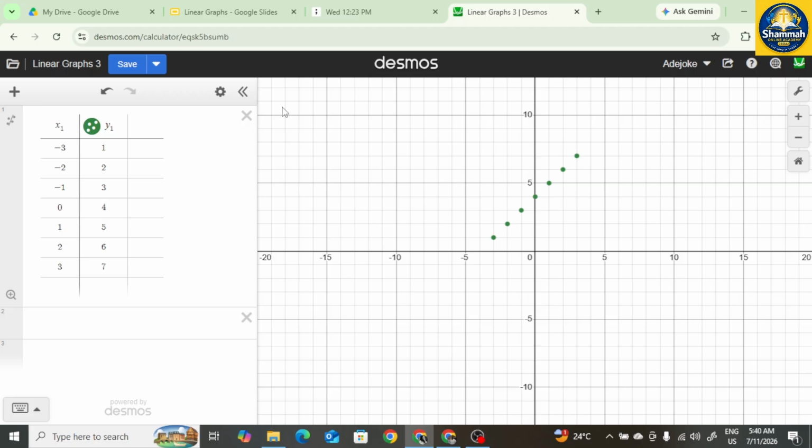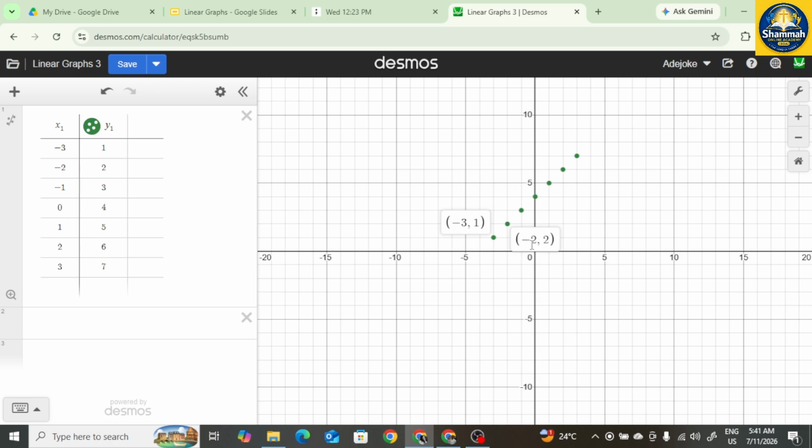As you can see, I have already plotted my coordinates. And the scale I chose is 1 unit equal to 5, both for my x-axis and for my y-axis. Alright, so let's see how I plotted each of the points. So this is the first. Here, x is equal to minus 3 and then y is 1.